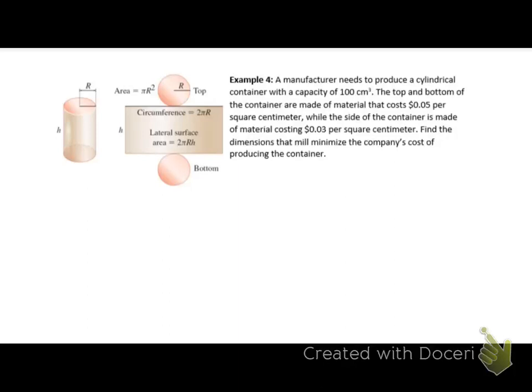This is section 14, optimization, example 4. A manufacturer needs to produce a cylindrical container with a capacity of, this is actually a typo, that is supposed to be 1,000.